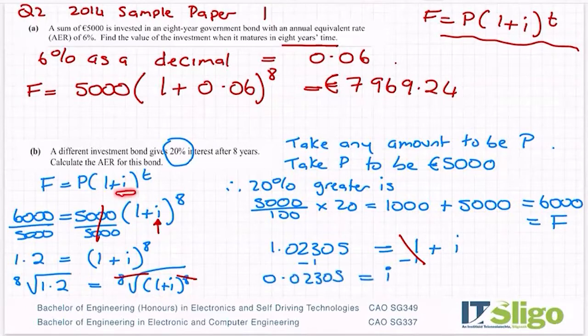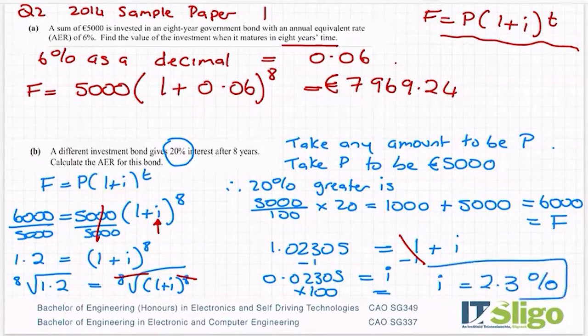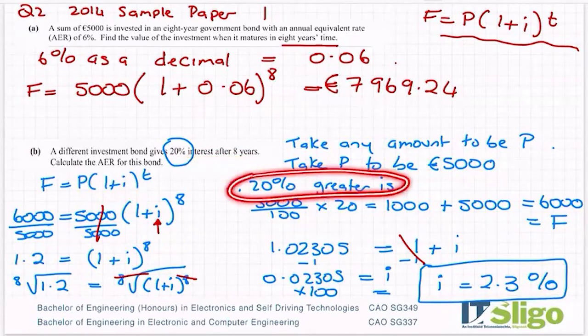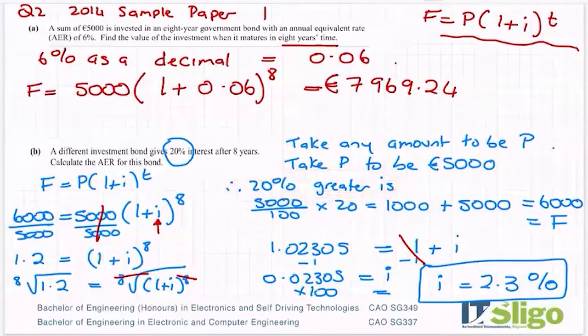Remember it's a decimal because it's inside the bracket, and we always give that I as a decimal. So therefore multiply it by 100 because we always give I in percentages. And can you see then that I is equal to 2.3%? So a compound interest rate of 2.3% over 8 years will be the same as 20% over 8 years.